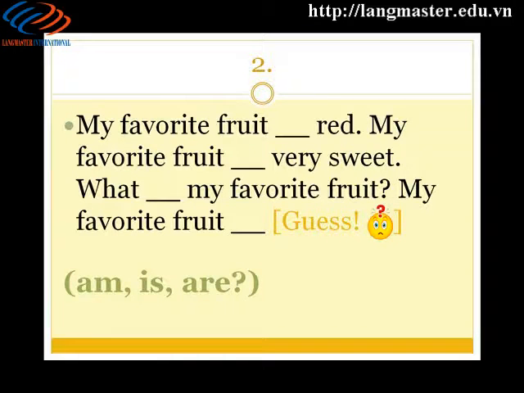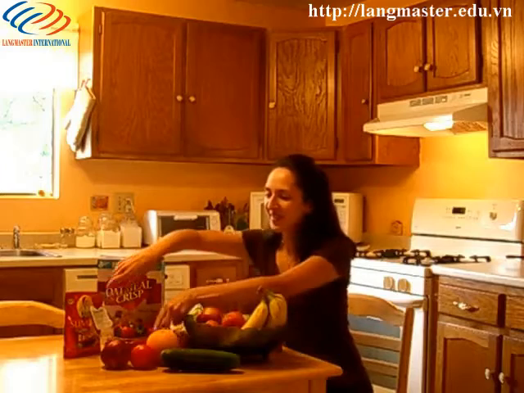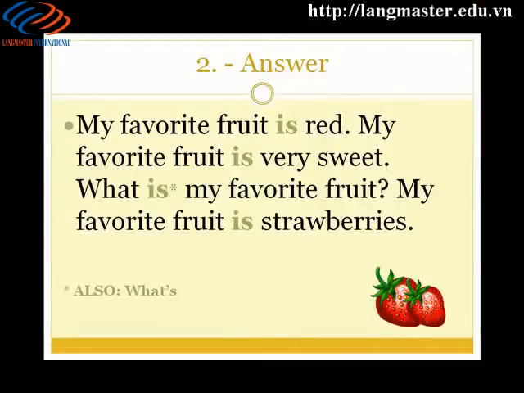Number 2. Now listen to the answer. My favorite fruit is red. My favorite fruit is very sweet. What is my favorite fruit? My favorite fruit is strawberries. Now, read the answer. My favorite fruit is red. My favorite fruit is very sweet. What is my favorite fruit? My favorite fruit is strawberries.